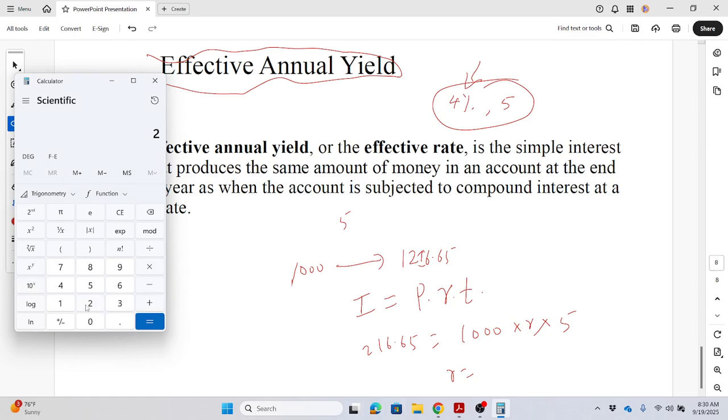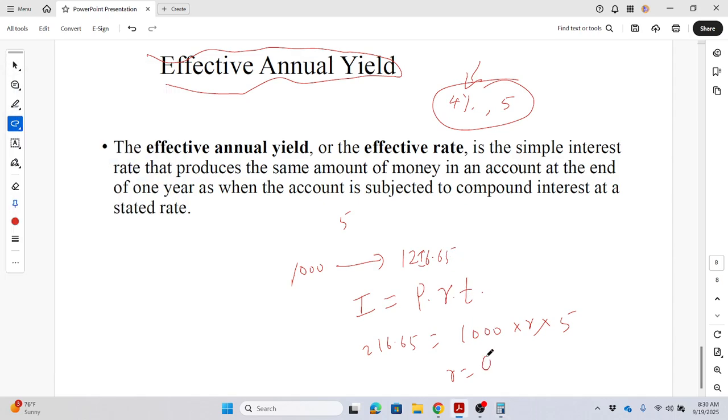So it's $216.65 divided by 5,000, which is 0.0433, which means it's 4.33%. So the effective annual yield, or effective rate, is 4.33%. This is the most useful information whenever you try to compare different packages to see which one gives you more money. This information is very crucial. Just compare the effective annual yield, and whichever is greater gives you more money.